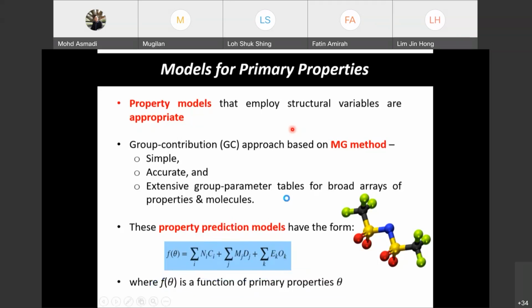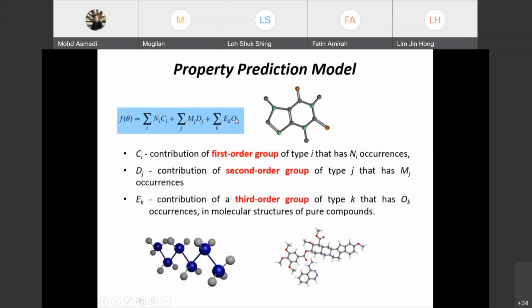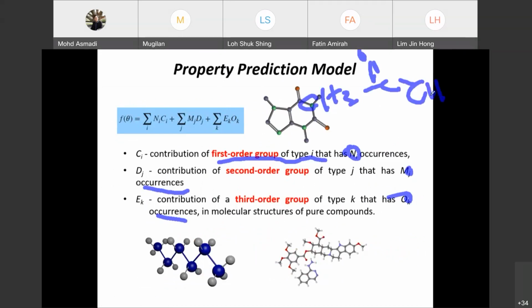So we can refer to these tables. Normal boiling point, this one. This is f(theta). Later I will explain. So this is the explanation: C is the first order group type, with N the occurrence, and J the occurrence. O is the occurrence. Occurrence is the number of groups. If you have CH3, CO, CH3, how many occurrences? 2 for CH3, and CO is only one occurrence. CH3 is equal to 2.